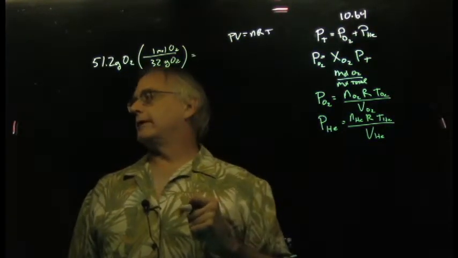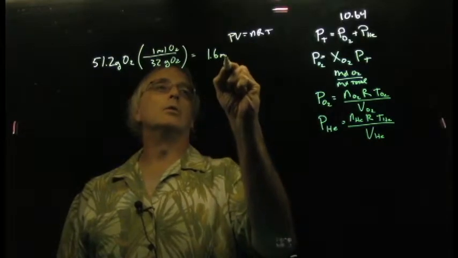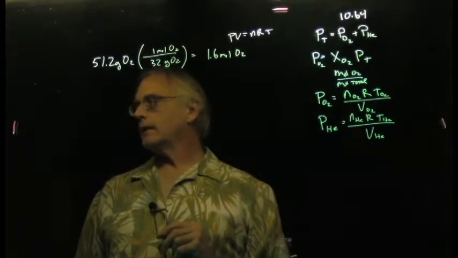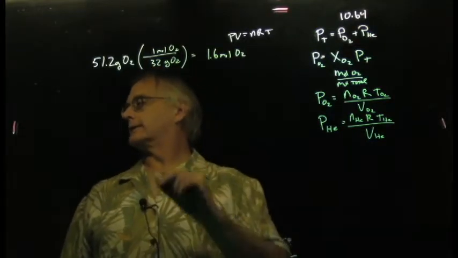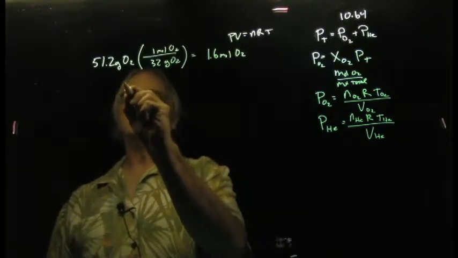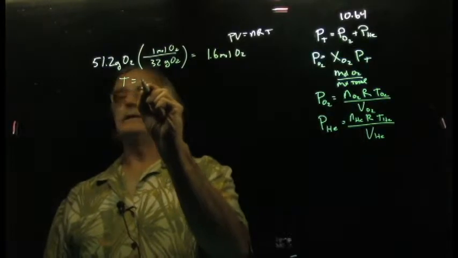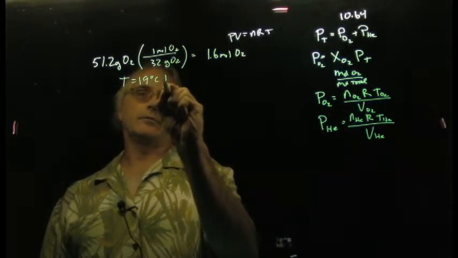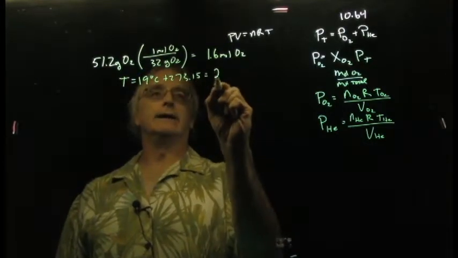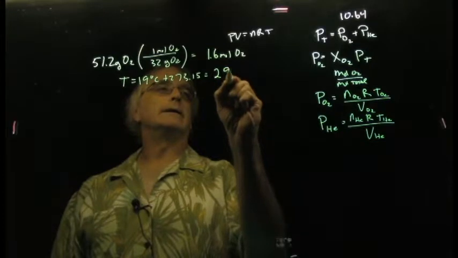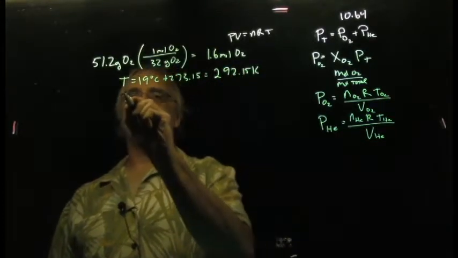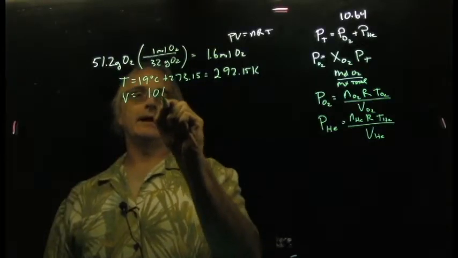Doing the calculator dance with that one for a moment, I have 1.6 moles of oxygen. Okay, pretty straightforward there. Now, I am told, and I'm going to write that down here, that the temperature of this container is 19 degrees C. Of course, we need that in Kelvin, plus 273.15, and that's going to give me 292.15 Kelvin.